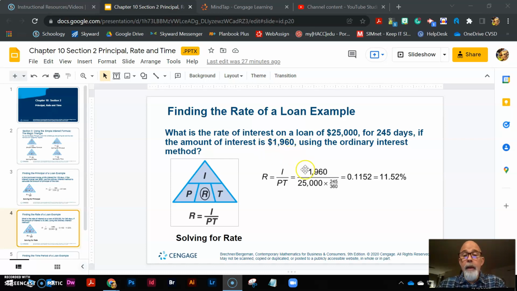So again, the interest amount, the dollar amount, will go on top, and then the denominator down here at the very bottom, you're taking the 25,000 for your principal times your time. So again, 245 days, it's going to be ordinary. That's where they get that 360. So again, this is going to be the premise of how we're going to solve this. But I like to go through and make sure you understand how to do this on your calculator.